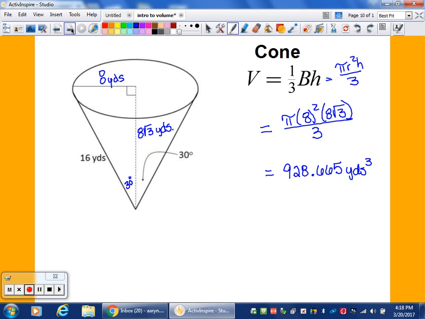That was an easy one. Let's look at a different one. Ooh, this one's a bit more challenging. Again, pi r squared H over 3.